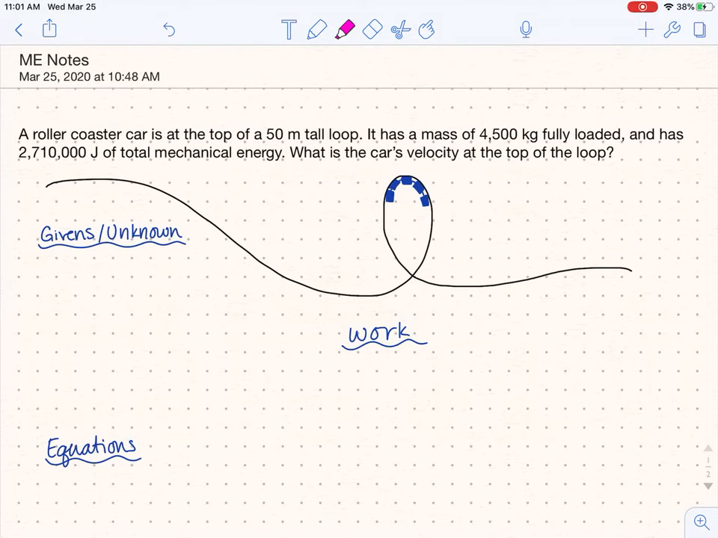So we have a roller coaster car at the top of a 50-meter tall loop. It has a mass of 4,500 kilograms when it's fully loaded and has 2,710,000 joules of total mechanical energy. We want to know what is the car's velocity at the top of the loop.